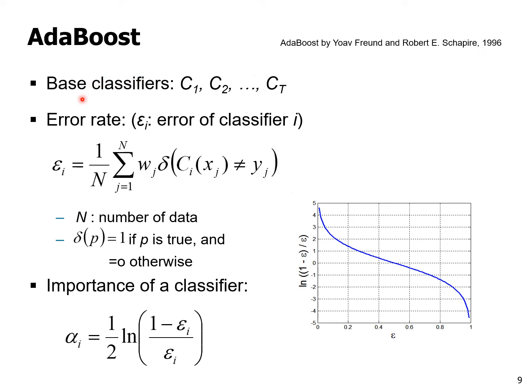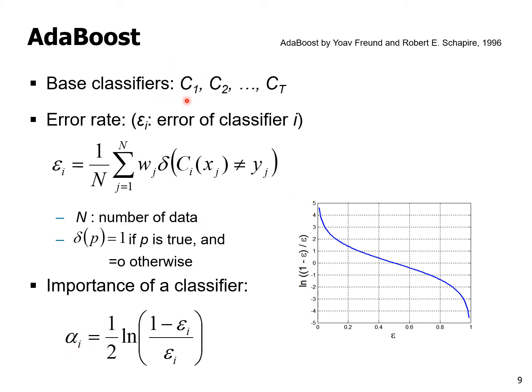So suppose we have T different classifiers. And in this slide, we're going to show how to compute the importance of a classifier, or the weight value of a classifier. In this case, it is denoted as alpha i. So alpha i is the importance or weight of classifier i. This slide shows how to compute the weight value of classifier alpha.